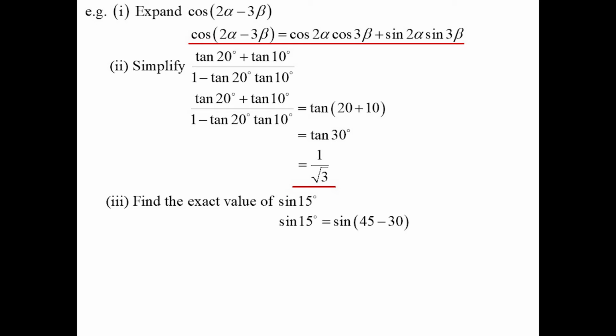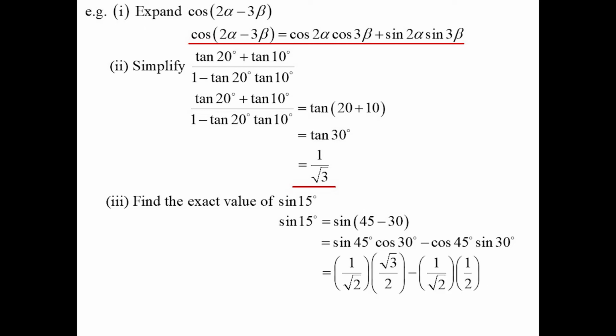Sine, oh, that would be sine, cos, cos, sine. If it's the sine, it's the sine. So now we're substituting our exact values. So 1 on root 2 times root 3 on 2 minus 1 on root 2 times a half. And there's an exact value for sine 15: root 3 minus 1 on 2 root 2.